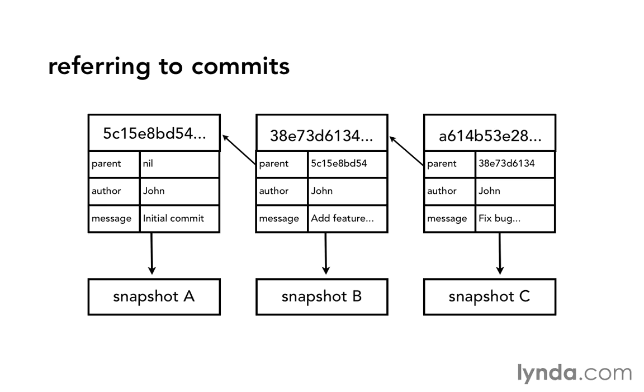Understanding how Git generates these hash values is important because it helps us understand how Git summarizes these snapshots. It illustrates the data integrity that's built into Git. And most importantly, we're going to be using these SHA1 hash values to refer to the commits.